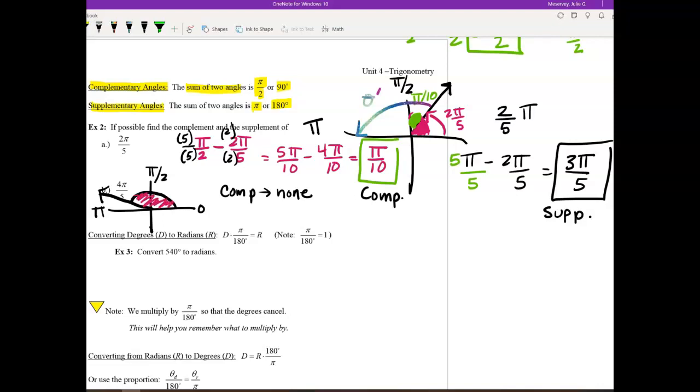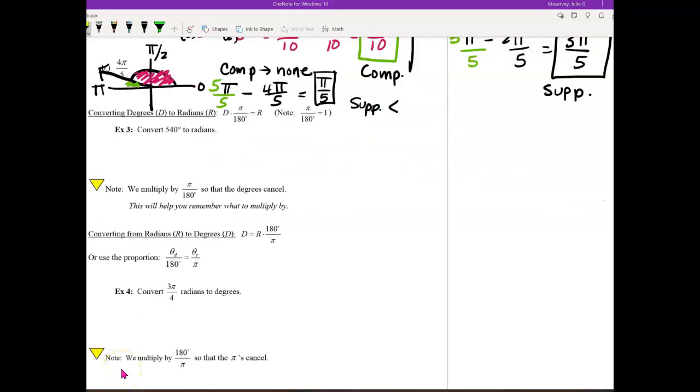So here's your 4 pi over 5, and we're looking for this green right here. So how do you find the green? You take the whole, you subtract the pink, and it gives you the green. So the whole is pi, so you start with pi. You subtract the pink, which is 4 pi over 5. You want to get common denominators, so 5 is the common denominator. 5 pi over 5 subtract 4 pi over 5 is 1 pi over 5. And probably most of you realized if this is 4/5, this is 1/5 to make up that whole pi. So the answer is pi over 5, and that is the supplementary angle.